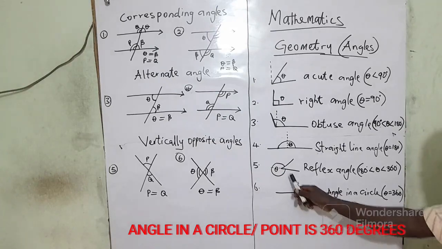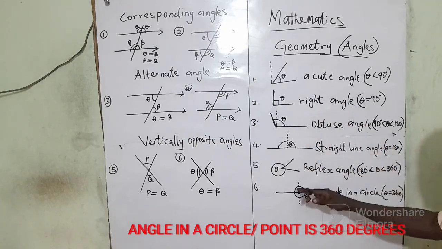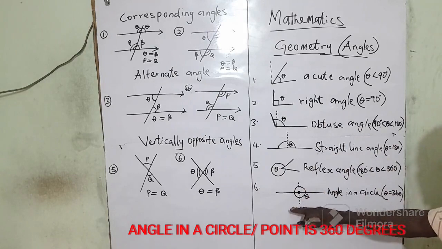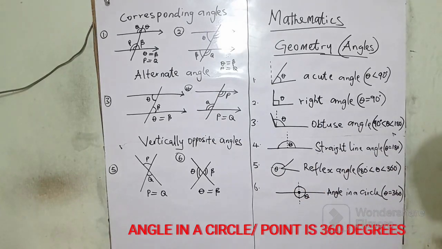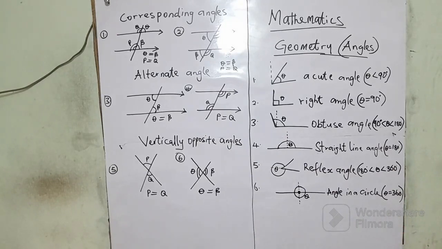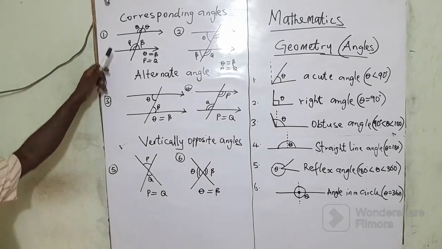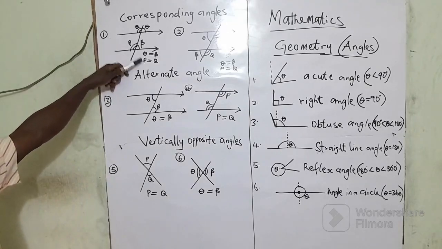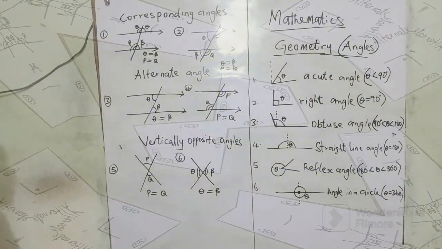So any angle at the upper end of the line and the lower end of the horizontal line constitutes the angle in a circle. So angle in a circle is equal to 360 degrees. Now, coming to this point, these are angles on a straight line.